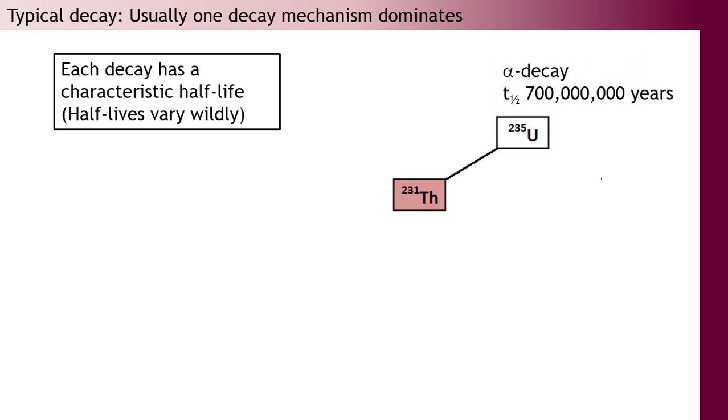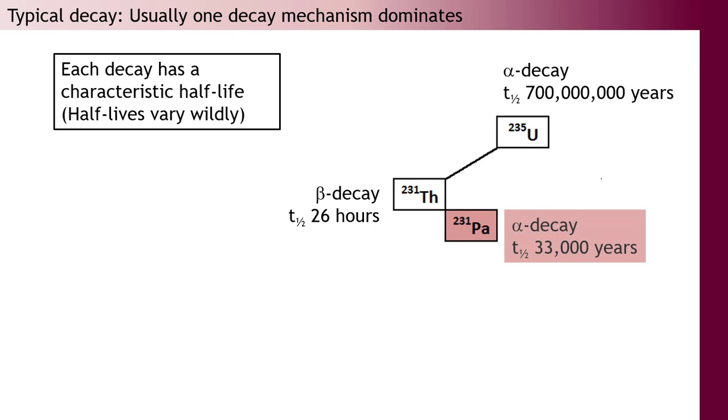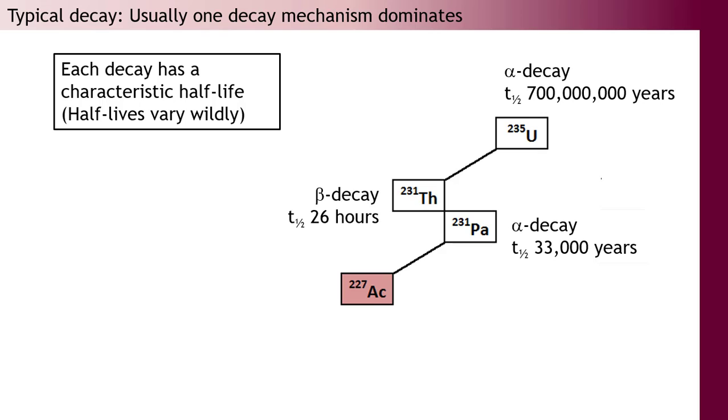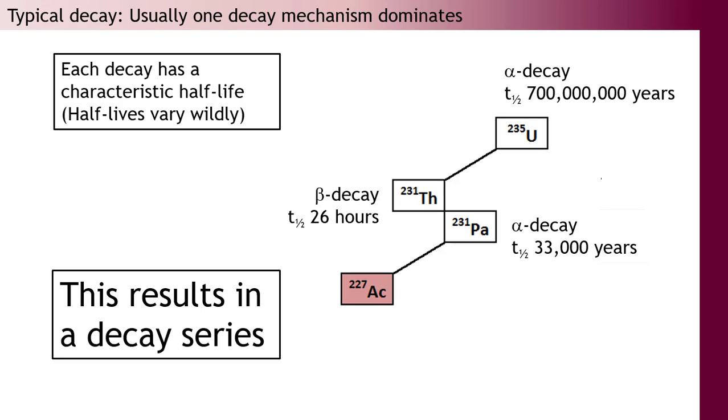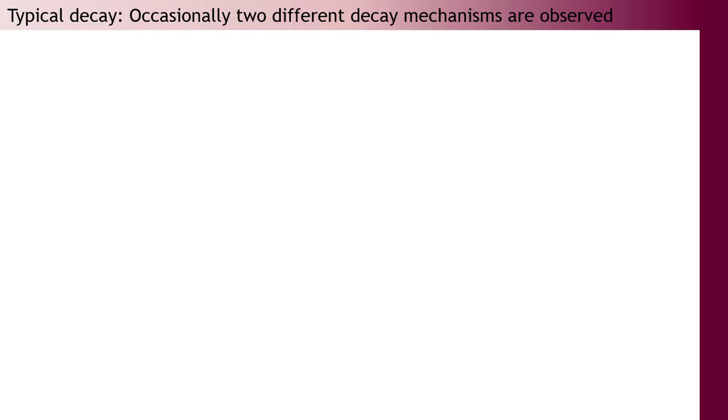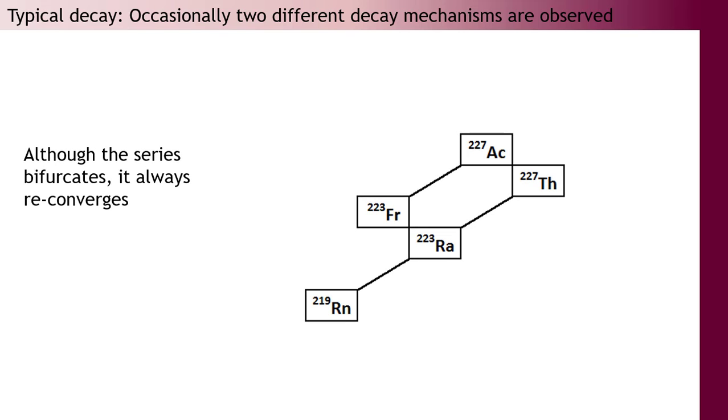When it decays, it forms thorium-231. This isotope of thorium decays by beta emission and has a half-life of just 26 hours. It transmutes into protactinium-231, which has a much longer half-life of 33,000 years. And when it decays by alpha emission, it forms actinium-227. You can see that for each particular isotope there will be a sequence of elements, a sequence of nuclides, a so-called decay series.